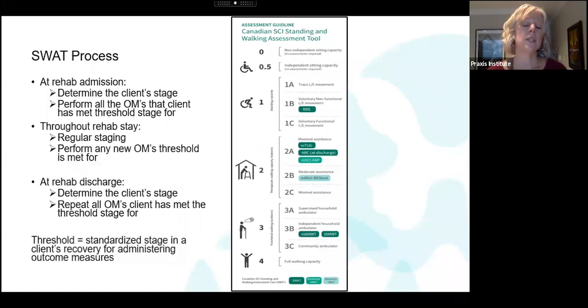So again, that threshold stage is really just a standardized stage in their recovery for administering a specific outcome measure. So you can see here, if, for example, your client came in at admission and you decided that they were a SWAT stage 1C, you would complete the Berg balance scale. If they then progressed to a 2C, at discharge, you would complete the Berg balance scale again, as well as completing the modified TUG and the activity balance confidence scale, if your site is collecting the basic SWAT. If your site was collecting the advanced SWAT, you would also complete the modified SciFAP at discharge.